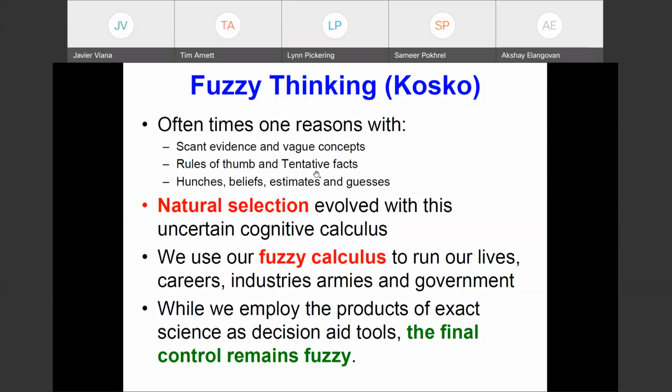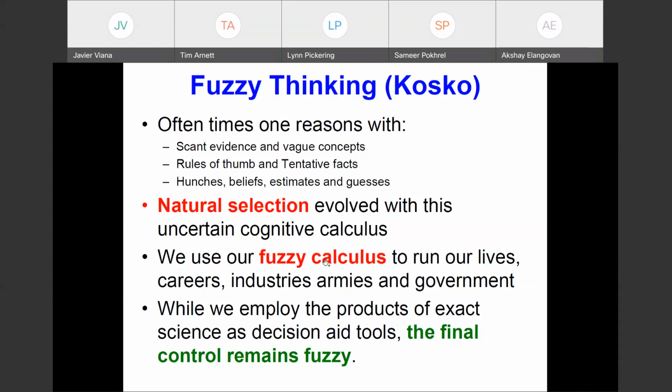Rules of thumb, tentative facts, hunches, beliefs, estimates, and guesses. And natural selection evolved with this uncertain cognitive calculus. And basically what that means is that populations evolved to deal with noisy and large amounts of information very quickly, in a quick and dirty sort of way, to get a best estimate for what to do, and how to consider things without needing exact and precise measurements.